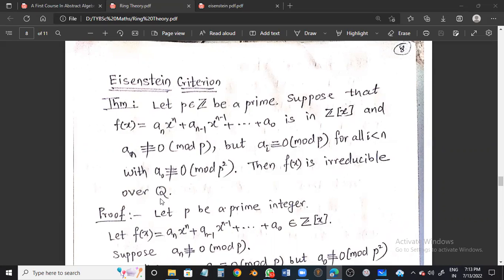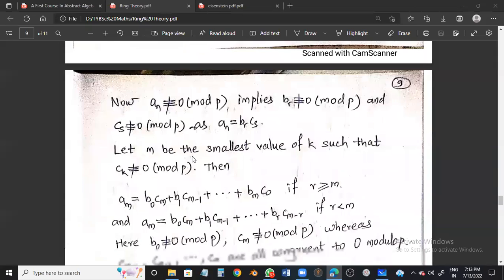Let me repeat. The leading coefficient an should not be divisible by that prime P. All the rest of the coefficients must be divisible by P, and at the same time, the constant term must not be divisible by P square. If it is so, then you can directly decide by Eisenstein's criterion that f(x) is irreducible over Q. So let us use this fact over here.